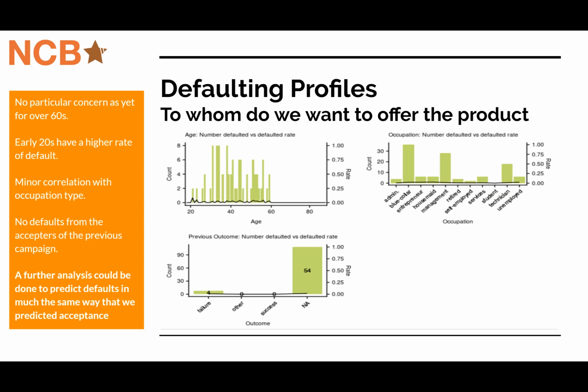I think the takeaway from this high-level analysis is that it might be worthwhile repeating this prediction exercise, focusing on predicting defaults. We could then focus our campaign on the intersection of those likely to accept and those likely to not default.